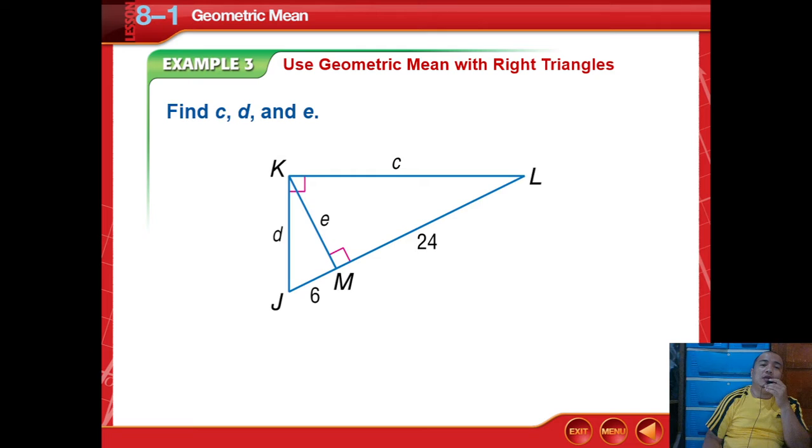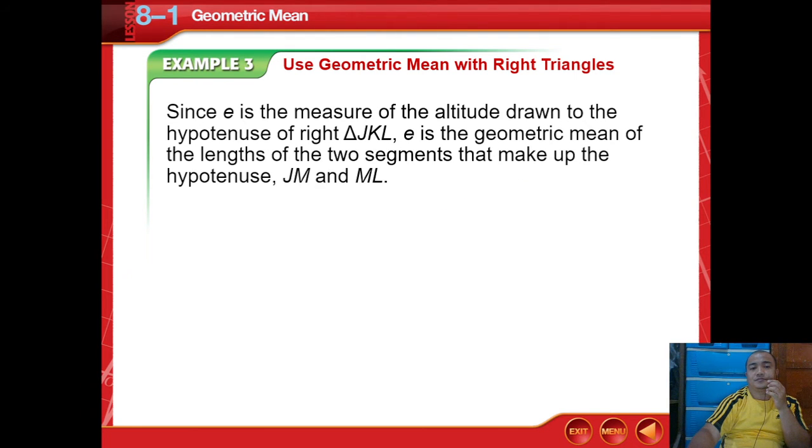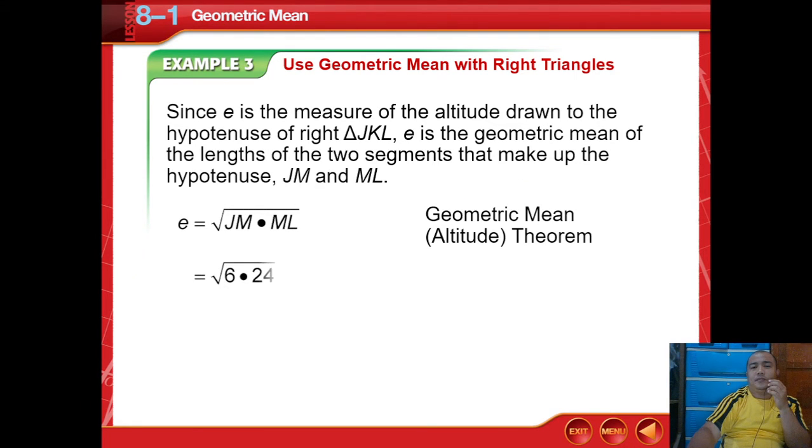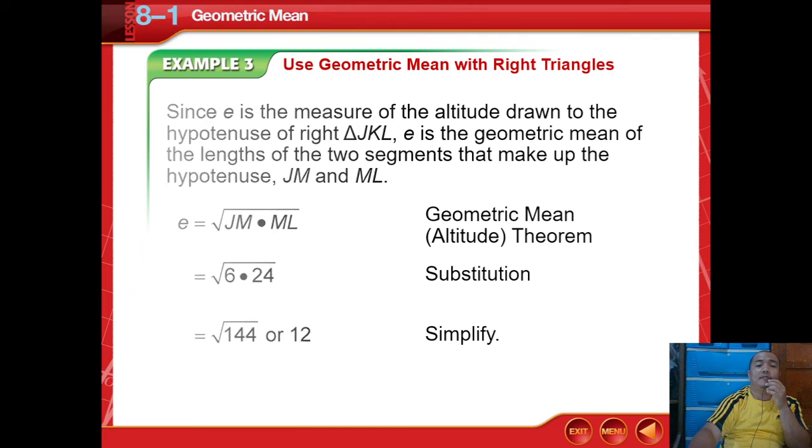Find C, D, and E. JM is 6, ML is 24. Find E. That's easy. If you want to solve for E, just get the square root of 6 times 24. 6 times 24 is 144. So therefore, E is equal to 12.